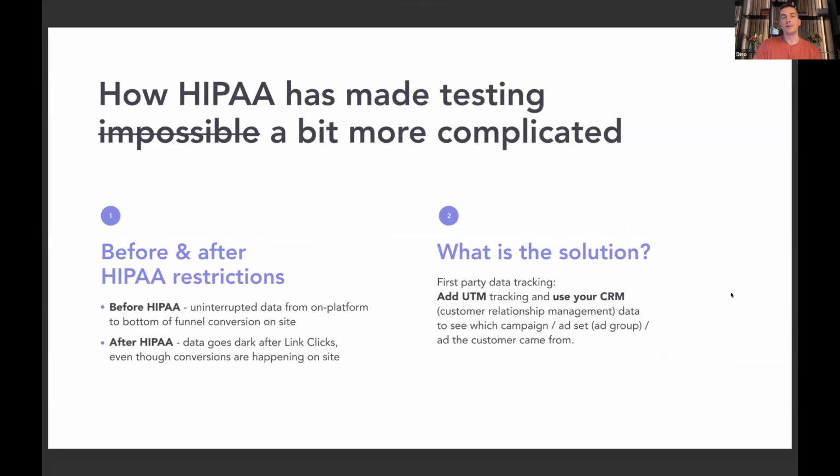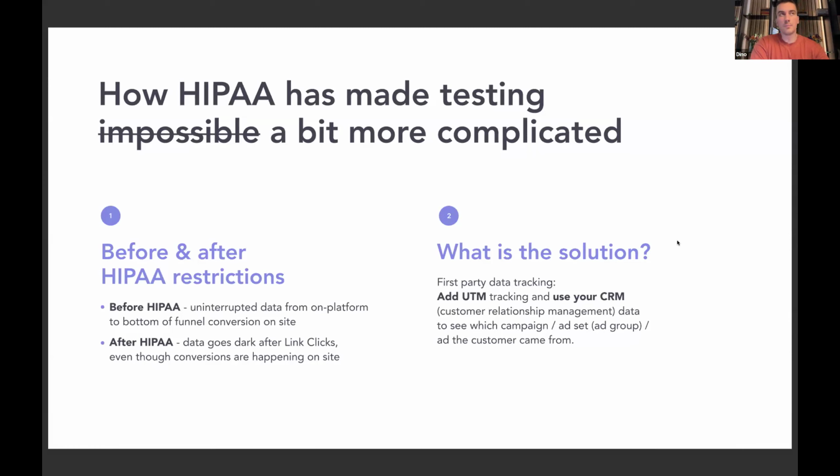So, how HIPAA has made testing or measuring data that's coming in from platforms more complicated. Well, before HIPAA, we could just open the platform and all the data is there. Number of clicks, impressions, reach, costs of all of them, which conversions have happened on the site. Basically, everything is visible. After HIPAA, if we are compliant, let's say the first option, the worst for performance but safest option, everything goes dark after link clicks.